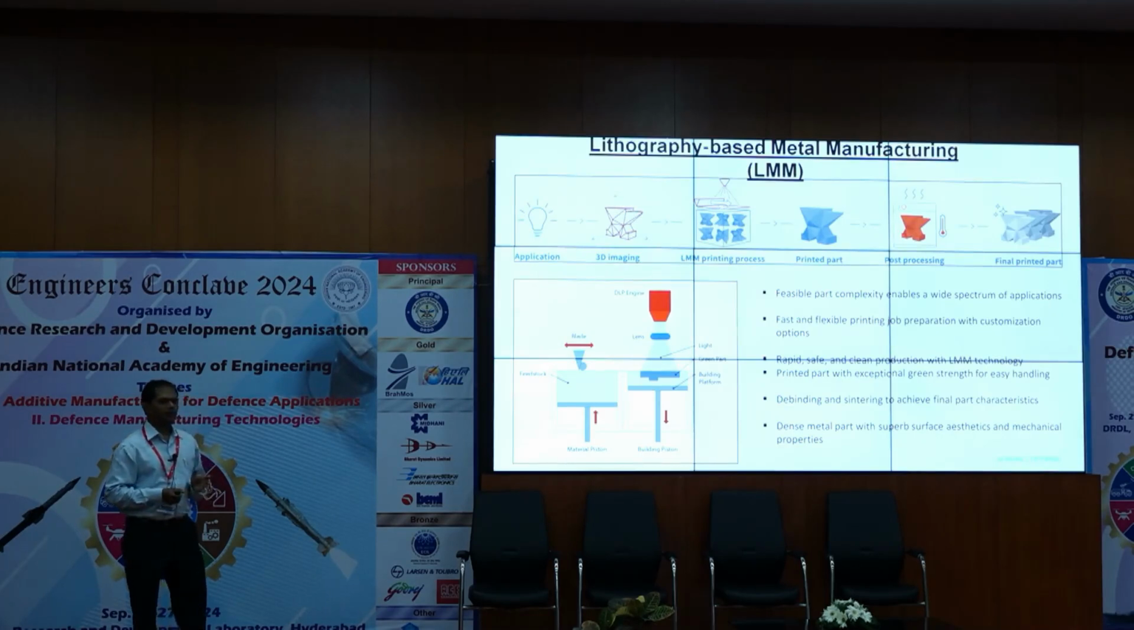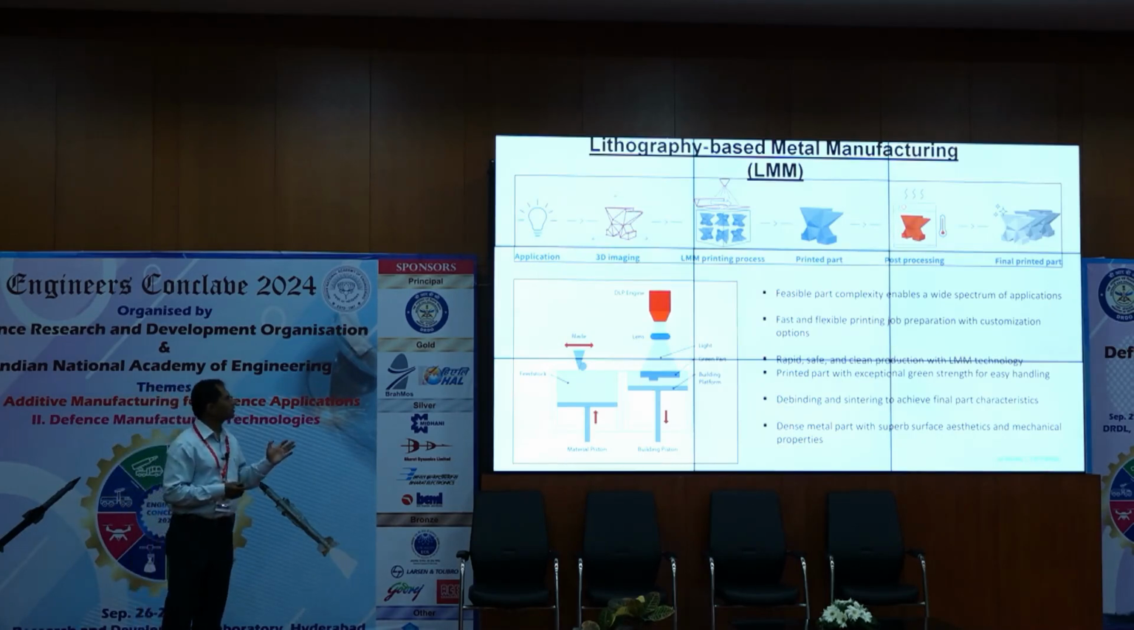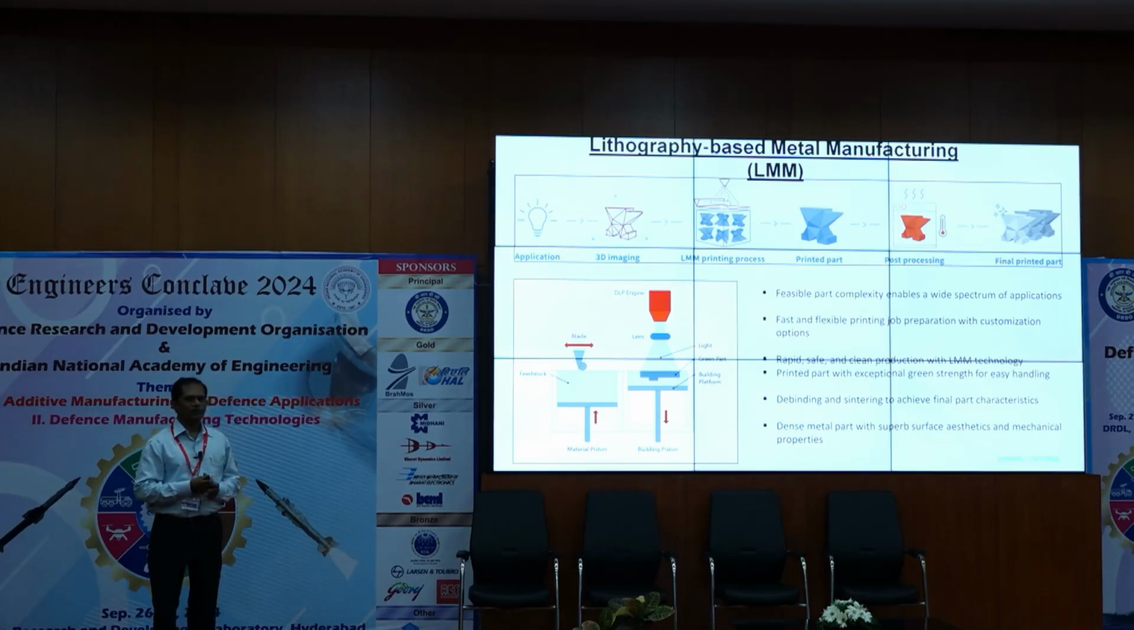So the next technology which we are going to talk about is lithography-based metal manufacturing. Like digital light processing, where stereolithography is very popular in plastics, but now it has been adopted in metals as well as ceramics. We have a system for metals. Why the lithography-based system? Now, what is the advantage? What do we get here?